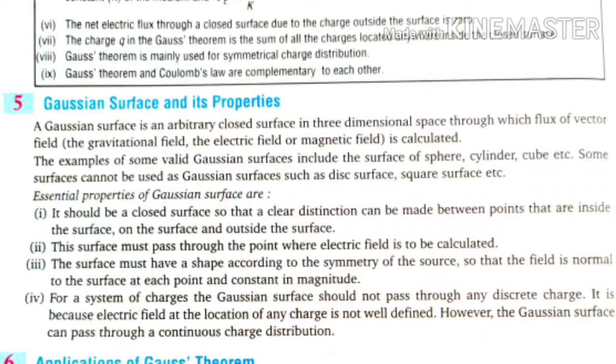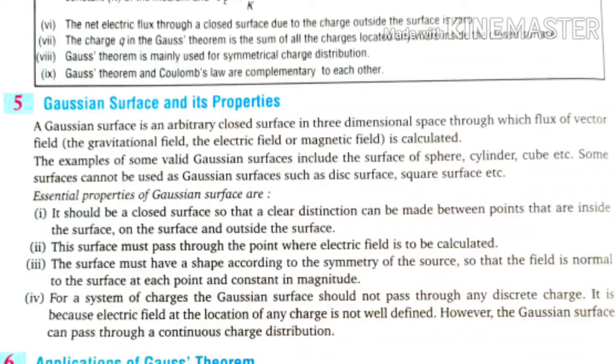Once again on your screen, there is a quick review of the Gaussian surface properties. It should be a closed surface so that a clear distinction can be made between points that are inside the surface, on the surface and outside the surface. It means which kind of closed surface you will choose while calculating the electric field or applying the Gauss theorem. Those surfaces should be very specific in their properties, and these properties are mentioned on the screen.